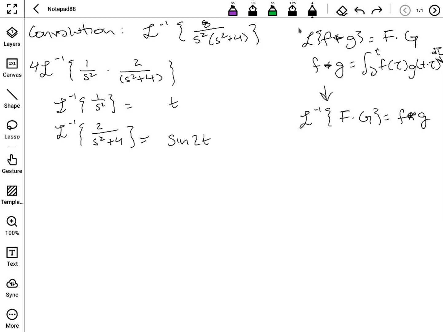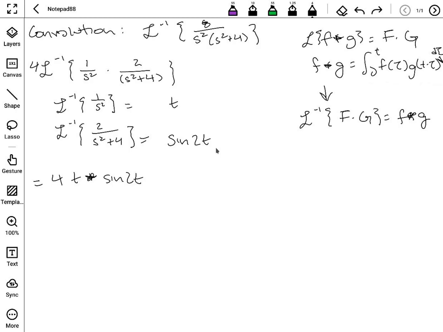So if I'm taking L inverse of the product of those two things, I actually want to have the convolution of my functions t and sine 2t. So my inverse is actually going to be 4 times t convolution sine 2t. And then all I have to do is pick what my f and g are in order to plug in and evaluate my integral.